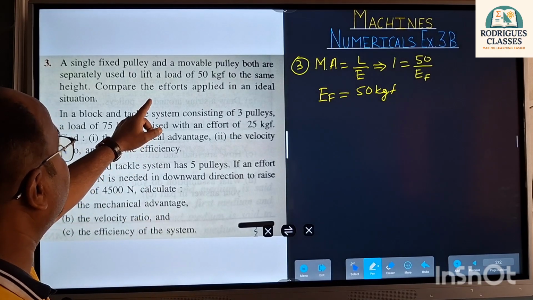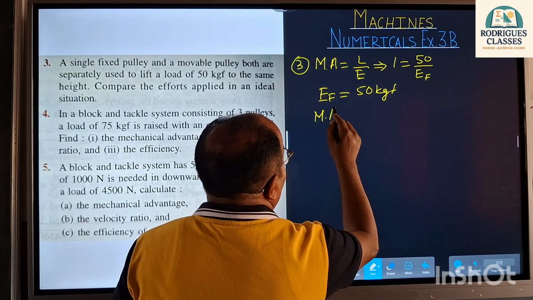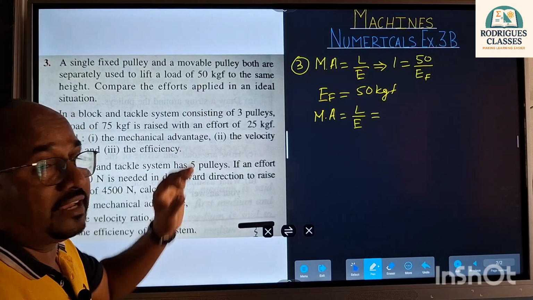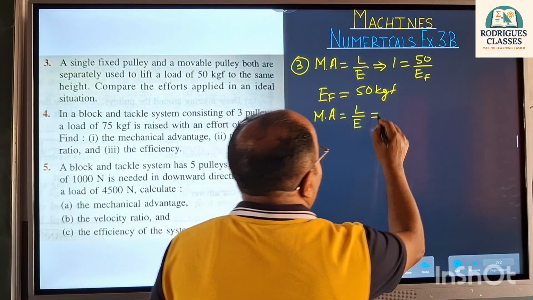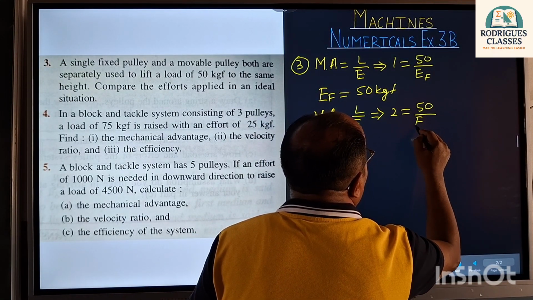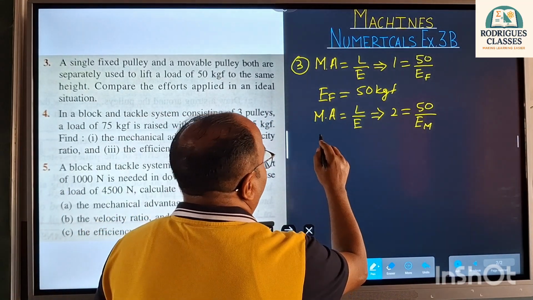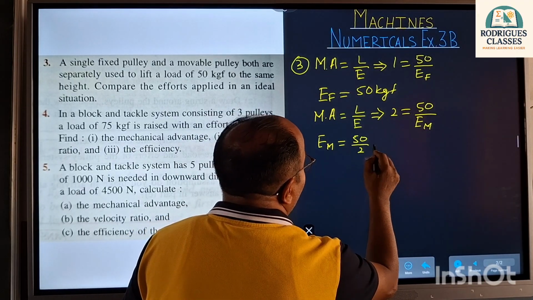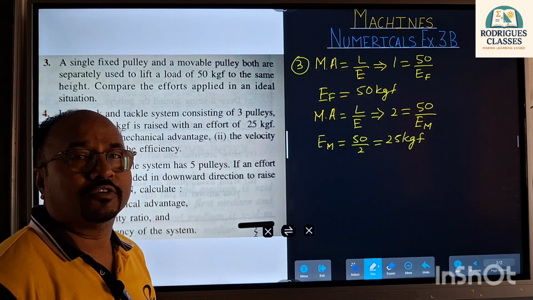So I know the effort when we are using a fixed pulley. Now let us see what will be the effort in case of a movable pulley. So again, mechanical advantage formula, load by effort. Because it is a single movable pulley, you should be remembering that the mechanical advantage is 2. So I write here 2, load is 50, and the effort in the movable case, I am writing it as EM. Okay. So effort in movable pulley is 50 by 2. So that gives me 25 kgf.